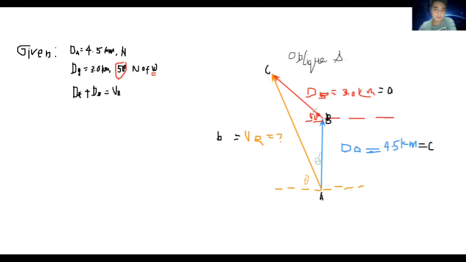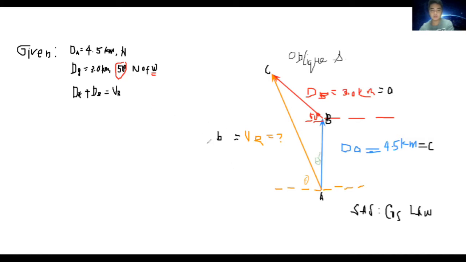Tapos alam natin na parang merong pwedeng makuha dito na angle. So we can say that the condition of the oblique triangle according to its given is side angle side. So the condition here is SAS condition. And in our previous video presentations in understanding the cosine law and sine laws method or formula, makikita natin that the SAS condition is being linked in the cosine law. Cos law na lang. So we will be using cos law.